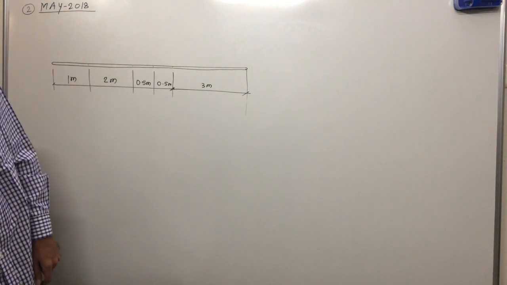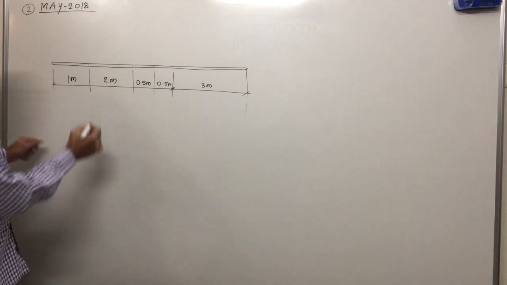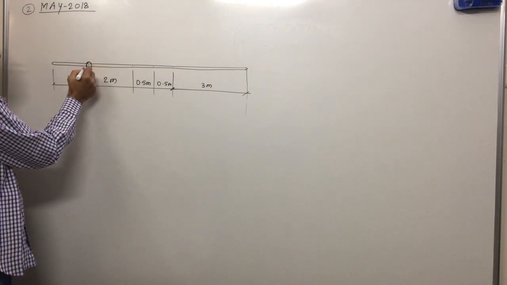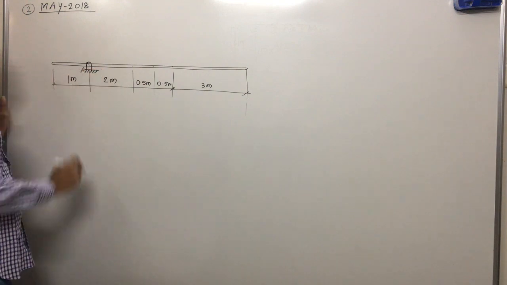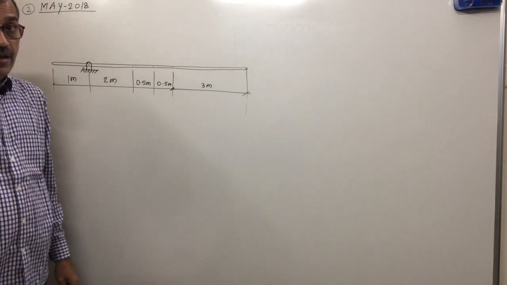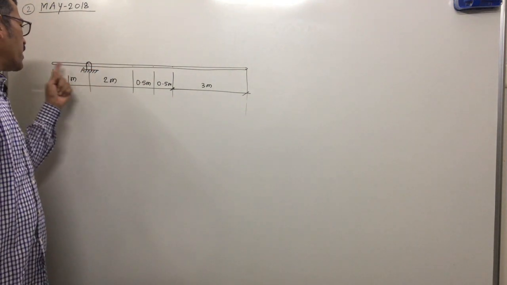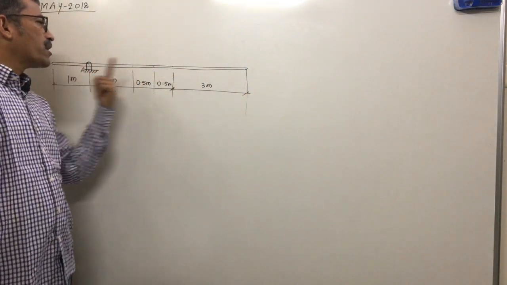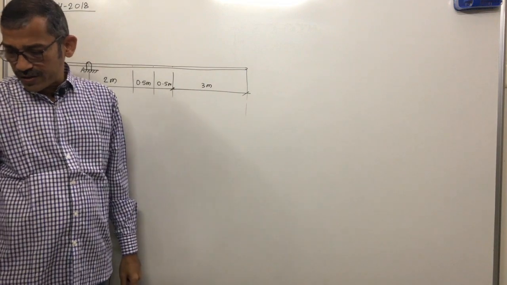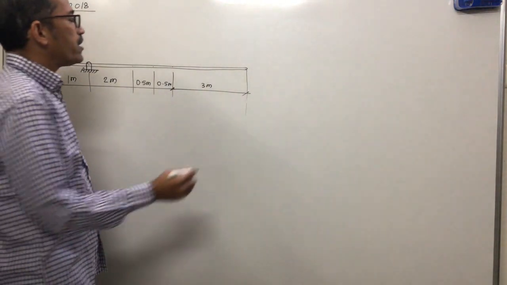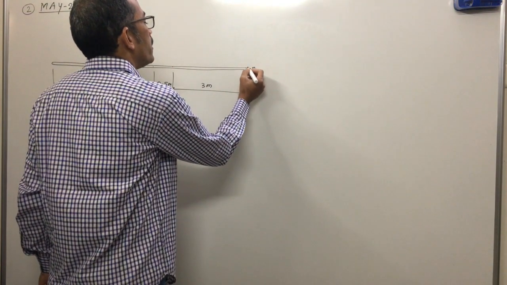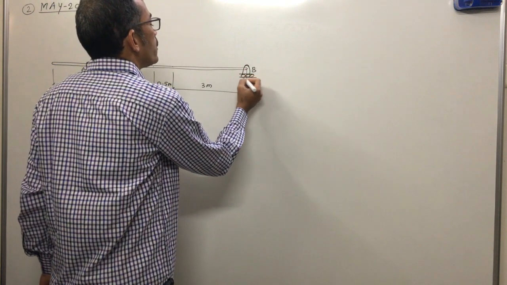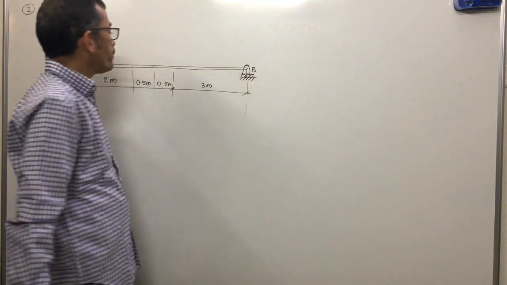So here what supports are given? That one is at this point. This is your A, and the support given here is a hinge. It is not at end A. Normally one support is at end A, the other at end B, as you will get in most of the problems. Sometimes you will get the position of a support at a different location. The other support is at the other end B, and you know which type of support this is? This is a roller support.